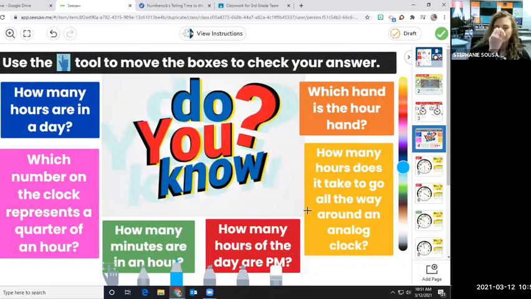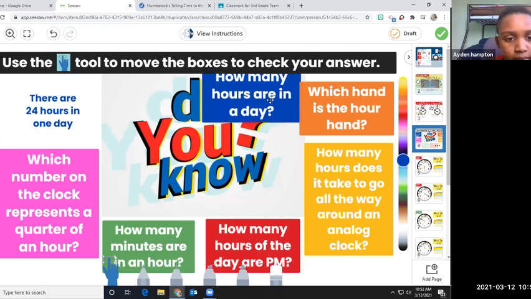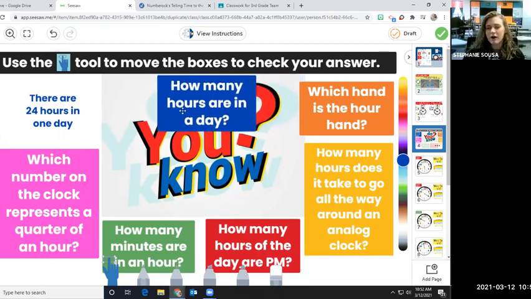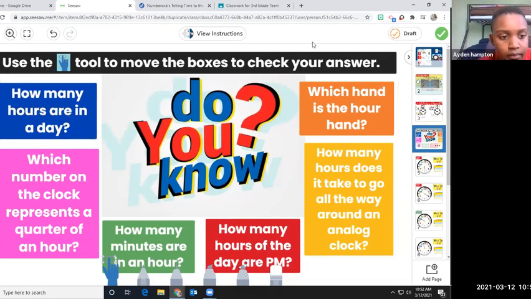All right, let's take a look at slide 4. I'm going to send you into a breakout room with your partners, and here's what I want you to do. You are going to quiz each other. So let's pretend that Aiden Hampton is my partner. All right, Aiden Hampton, it's my turn to ask you a question. How many hours are in a day? 24. Let's see if he's right. Ding, ding, ding, ding! He is right, 24 hours in a day. All right, Aiden Hampton, choose a question from here to ask me. Which hand is the hour hand?